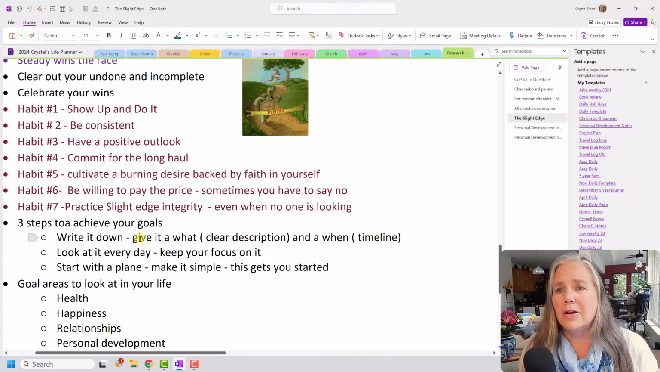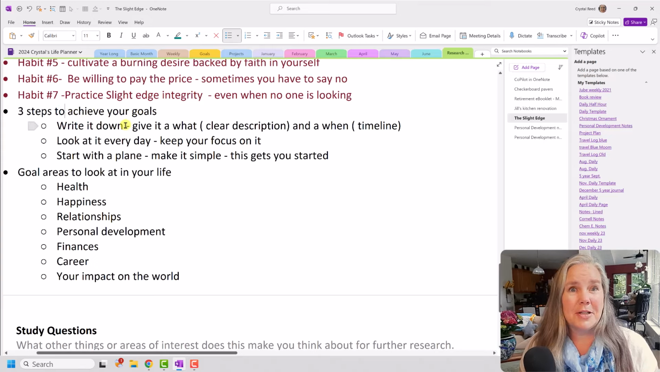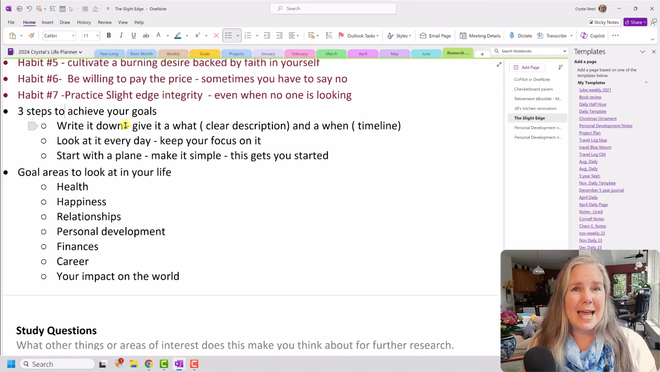And then down here, I'm getting near the bottom, 3 steps to achieve, spelling error there, your goals. And we've talked about this before. I do this all the time. Write it down. We've done quarterly planning. We've done yearly planning. You've seen me break that quarterly planning down into what I need to get done for the month, and then what I need to get done for the week.